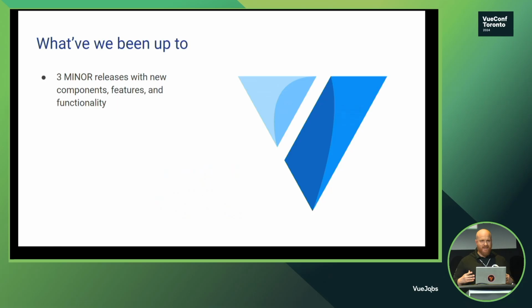So we've continued to release regular patches and minor releases since last year. Last year when I attended, we had just released version 3.4, which is a very large release for us. It included data table and a lot of other really important components for the UI. And we've also continued to bring out additional components and add new features and functionality to existing ones.